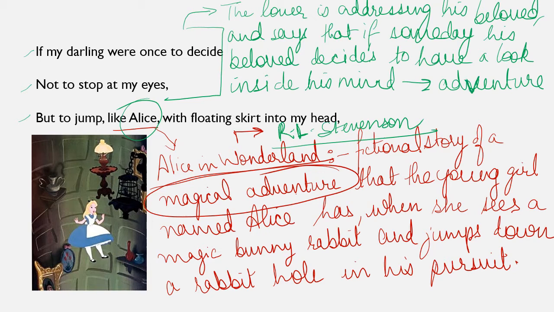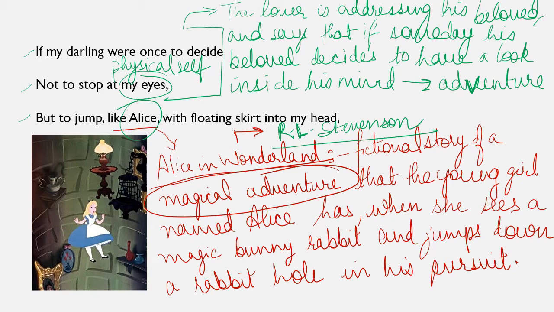And what kind of adventure is it going to be? It is going to be like Alice. Not to stop at my eyes. So here eyes represent the physical self of the lover. So the beloved is not just going to look at the eyes of the lover, but one day she would decide that I am going to look inside the head.